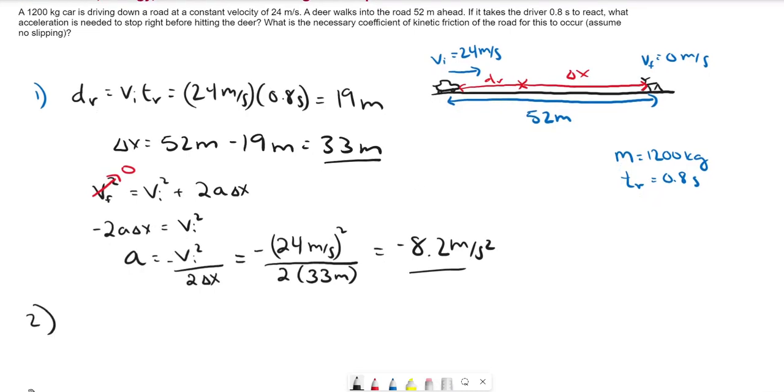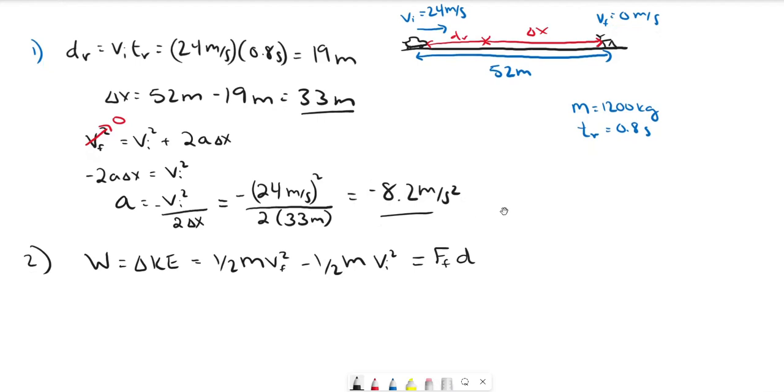So here, this is part 2, where we're going to look at work and energy. The work is going to be equal to the change in kinetic energy, and of course, that's just 1/2 times the mass times v final squared minus 1/2 times the mass times v initial squared. And this work is, in this case, the work done by friction, so that's going to be equal to the force of friction times the distance that the car is braking. Let's go ahead and simplify this a little bit.